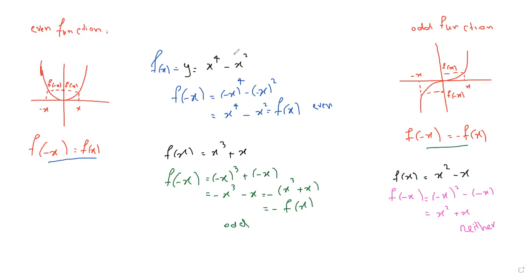Let's pay attention. These two powers, 4 and 2, both are even numbers. When both of these powers are even, the whole function is even. The power here is 3, the power here is 1. Both of these powers are odd numbers, 3 and 1 are odd. Both powers being odd means your function is odd. But see, in this example, power 2 is even. Here, power 1 is odd. So if they are mixed, your function is going to be neither.